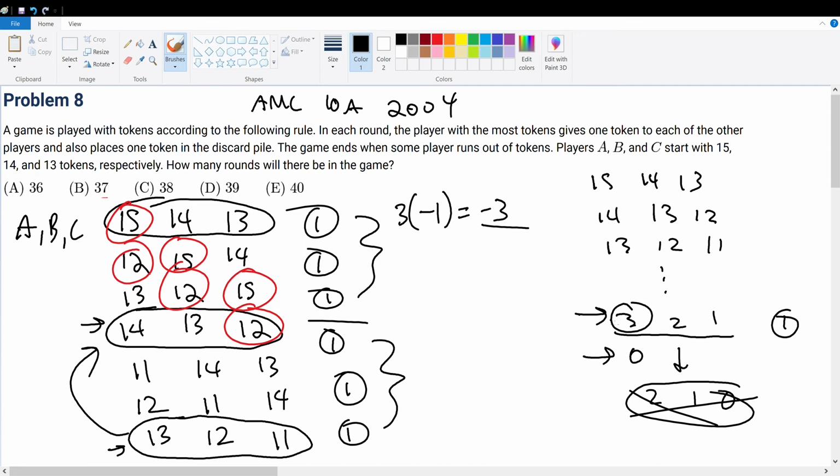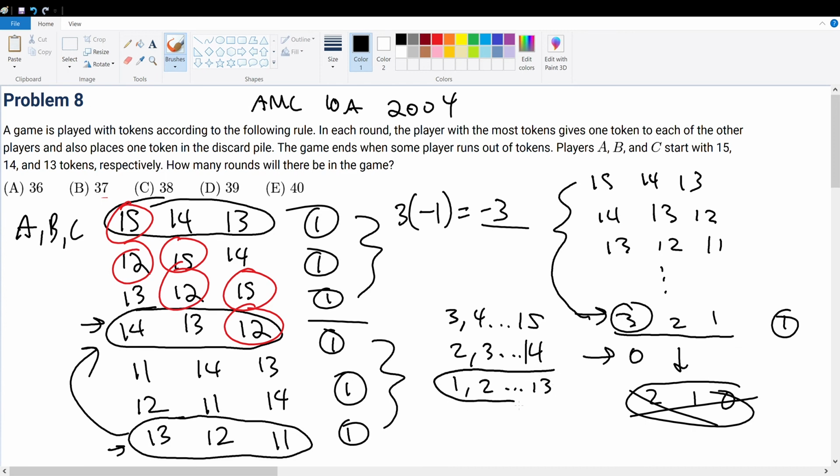So how many rounds were there from 15, 14, 13 to 3, 2, 1? Well, we see here that this is a pretty neat arithmetic series. We can go from 3, 4 all the way to 15, or we could choose 2, 3 all the way to 14, or we could have chosen 1, 2 all the way to 13. Now, I'm going to choose the latter, or the third one, because it's already written in starting from 1 all the way to 13. Any arithmetic series starting with 1 ending at n will have n terms. So immediately from the third arithmetic series, I see there are 13 terms.